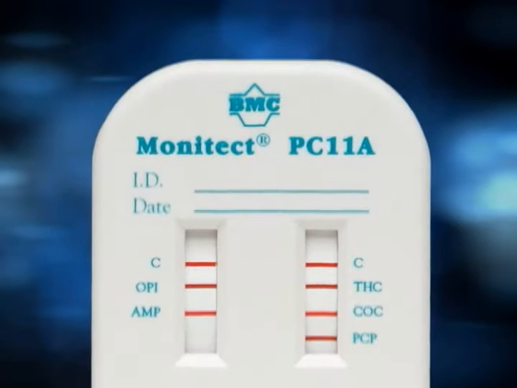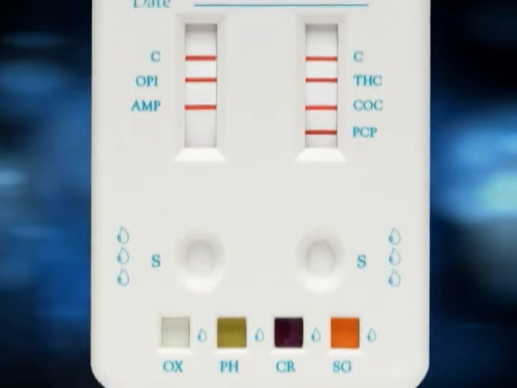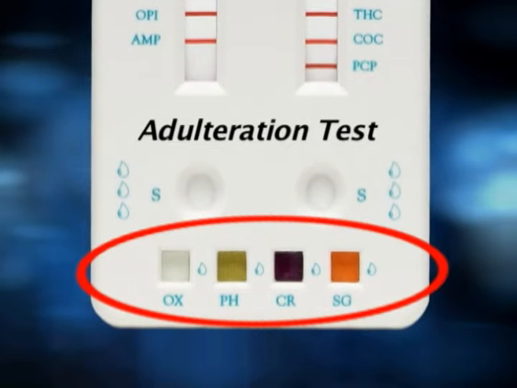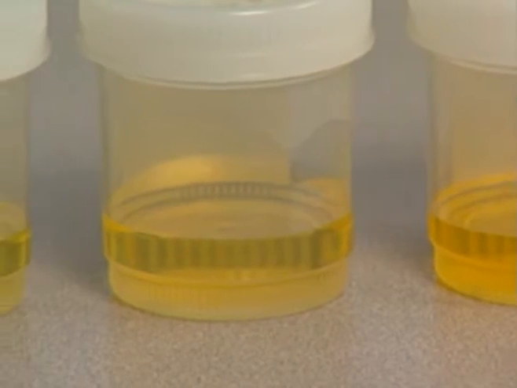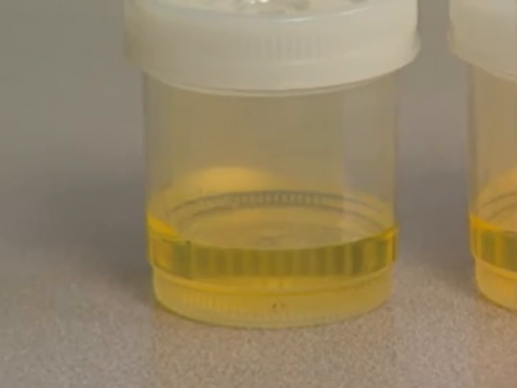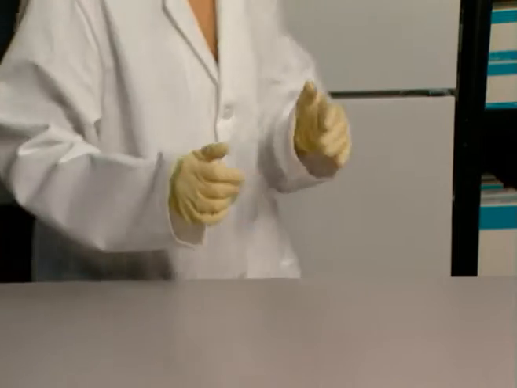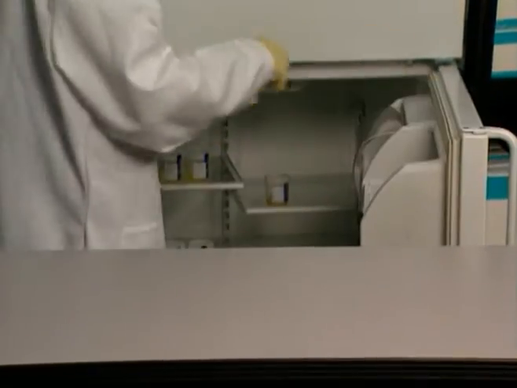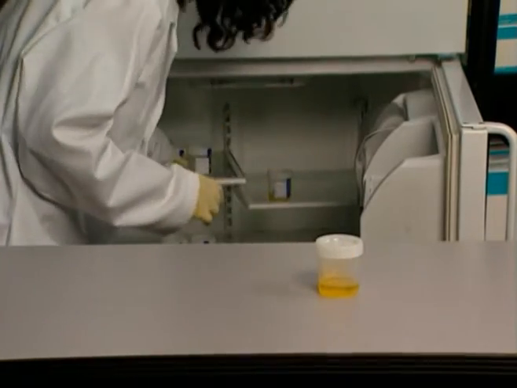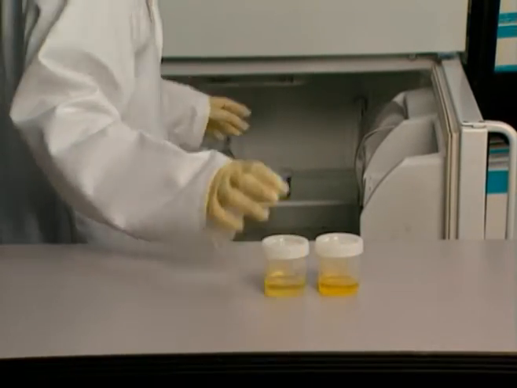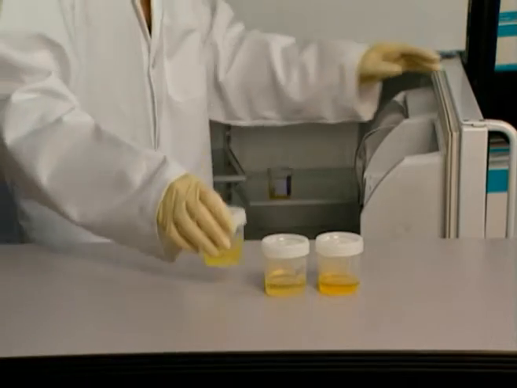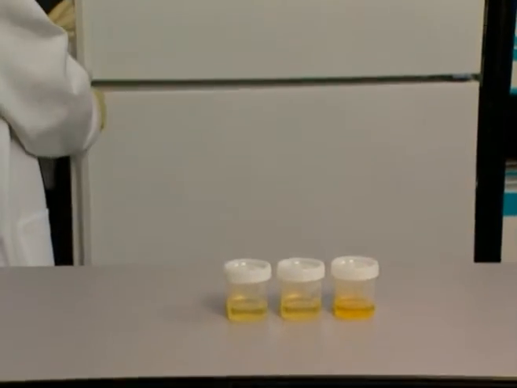The Monitect cassette may also contain adulteration tests to determine the validity of the urine sample for contamination prior to drugs of abuse testing. The Monitect drug screen cassette test is formulated for use with freshly voided human urine. Handle the urine as if it is potentially infectious. Proper handling and disposal methods should be established. For best results, do not centrifuge or add preservatives to the urine. Test immediately after sample collection, preferably the same day.